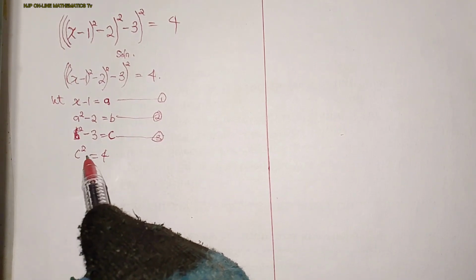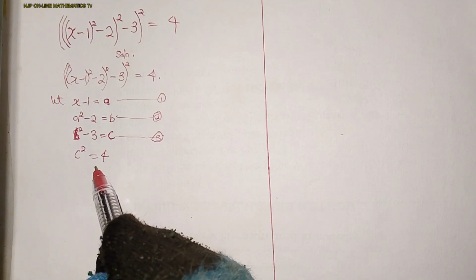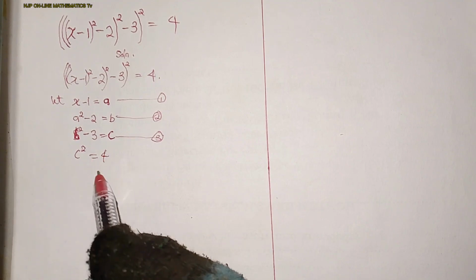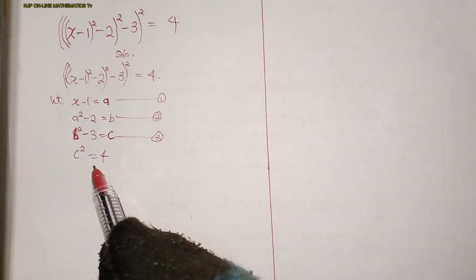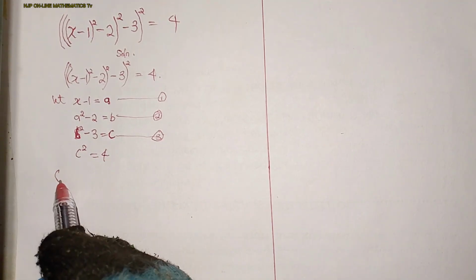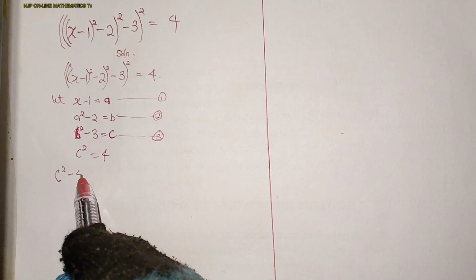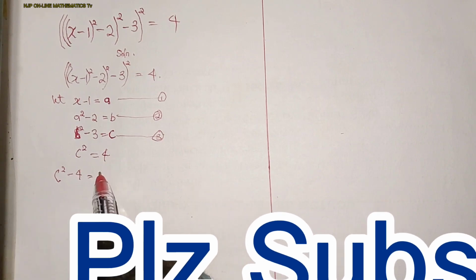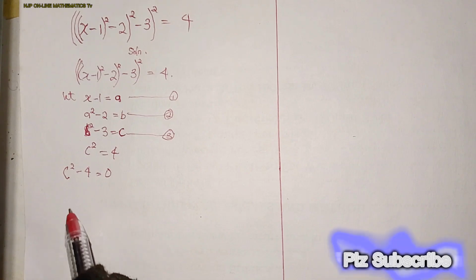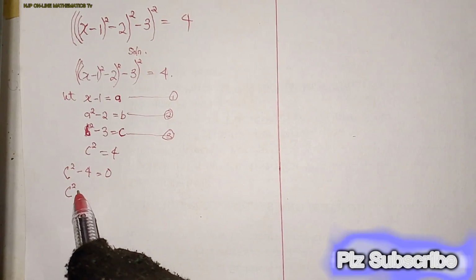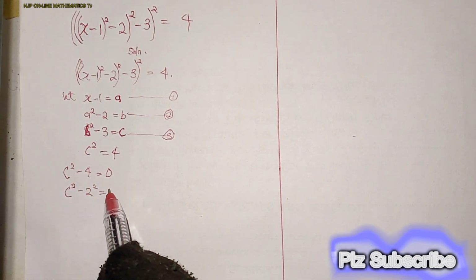So we have gotten that c square equals 4. Since 4 is a perfect square, that is 2 raised to the power of 2 equals 4, we are having c square minus 4 equals 0. Since this is this, we are having c square minus 2 square equals 0.